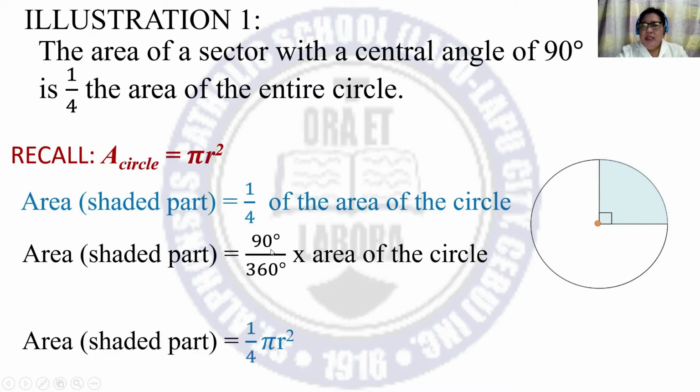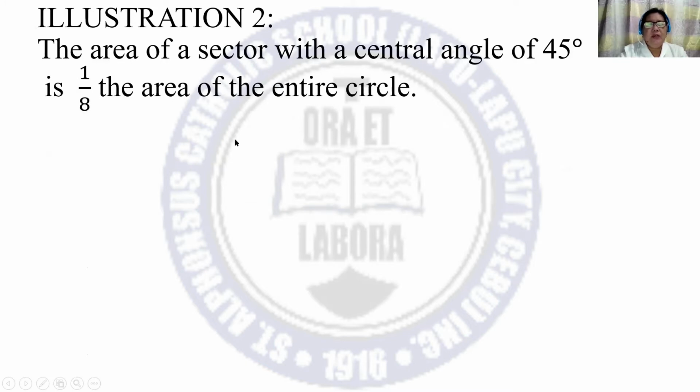And reducing 90 degrees and 360 degrees, you will have 1/4. And let us represent the area of the circle as pi r squared. So the area of the shaded part is equivalent to 1/4 pi r squared. Let us have the second illustration. The area of a sector with a central angle of 45 degrees is 1/8 the area of the entire circle.